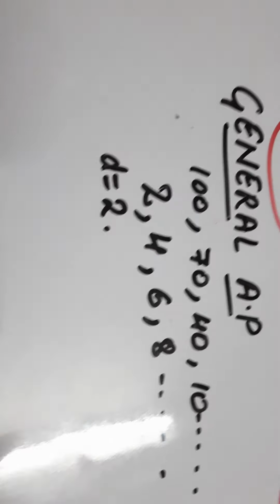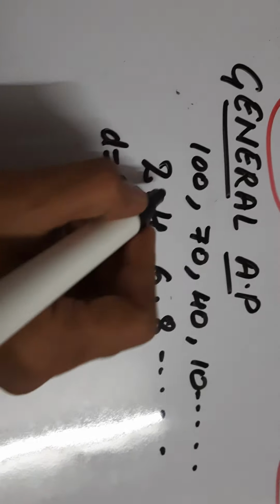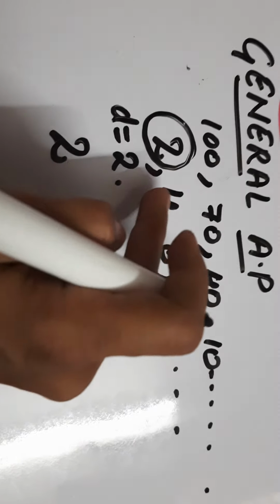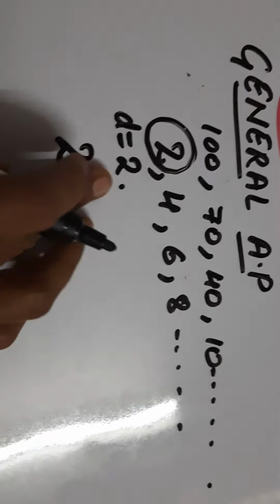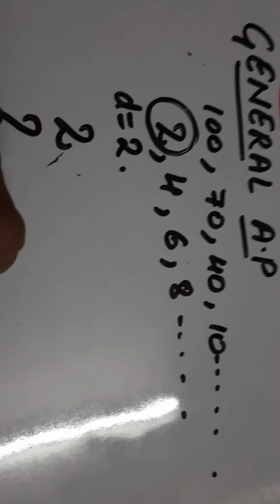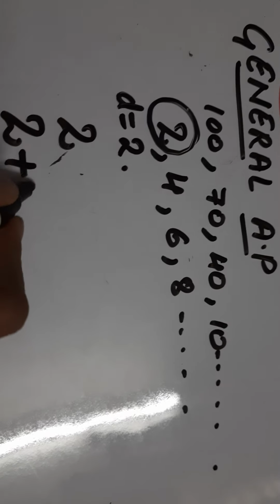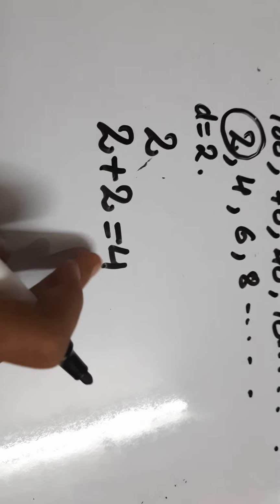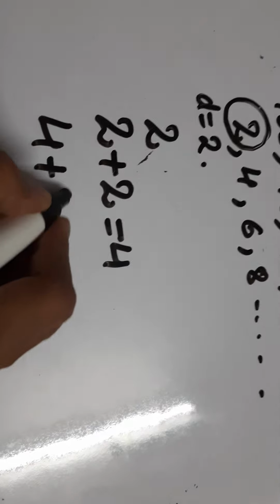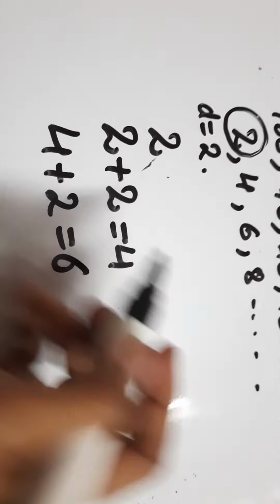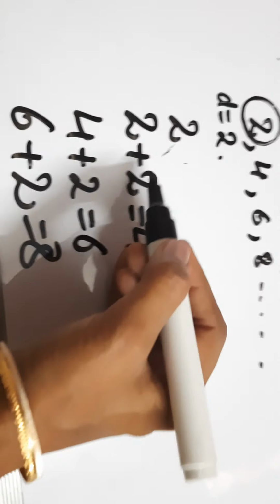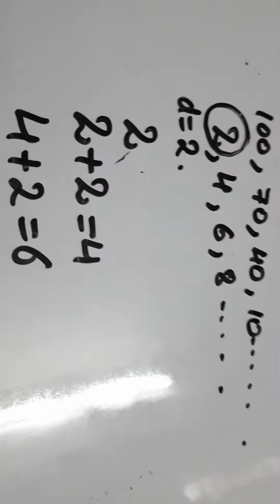So if I know the first term of the series is 2, then I can get the next member by adding the difference. First member is 2. For the second member, just add the difference: 2 plus 2 is 4. Now add the difference again: 4 plus 2 is 6. Then 6 plus 2 is 8. So in this way, by adding the difference, we can get the series.